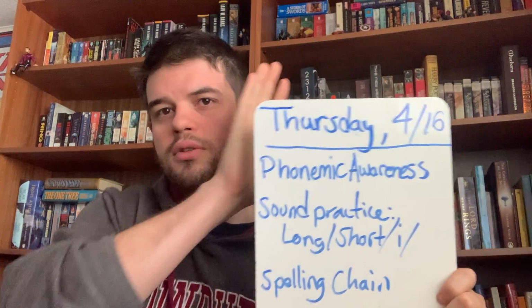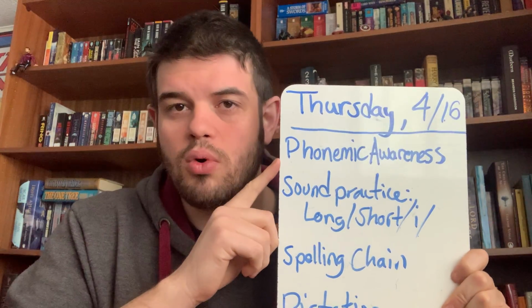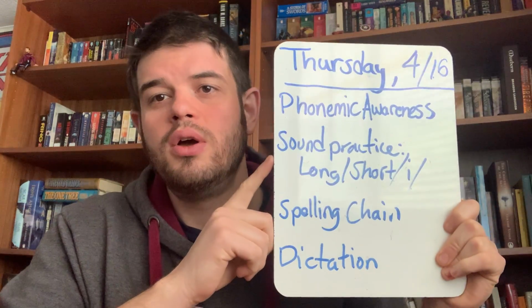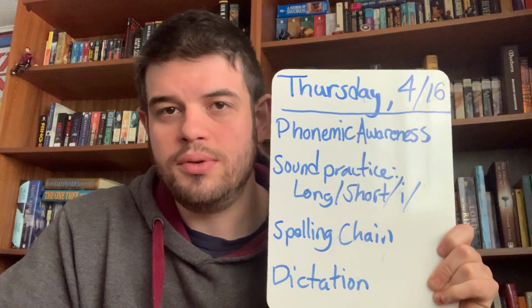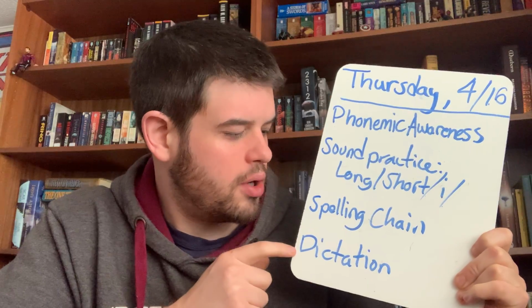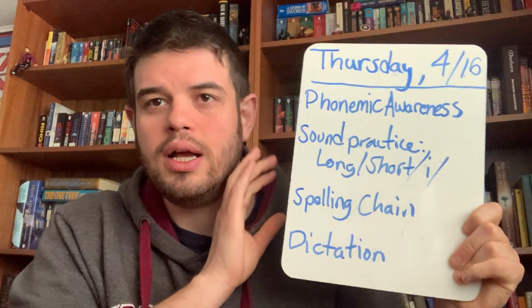Today is Thursday, 4/16. We have phonemic awareness. I have more of the final sound deletions and some substitution work for you. We have sound practice with the long and short I sound. Then we have some spelling chains. Oops, I partly erased the end there. And we have some sentence and word dictation at the very end. As always, I'm going to try to keep this lesson down to 25 minutes or less so that you don't go crazy. So, we have to do our phonemic awareness.